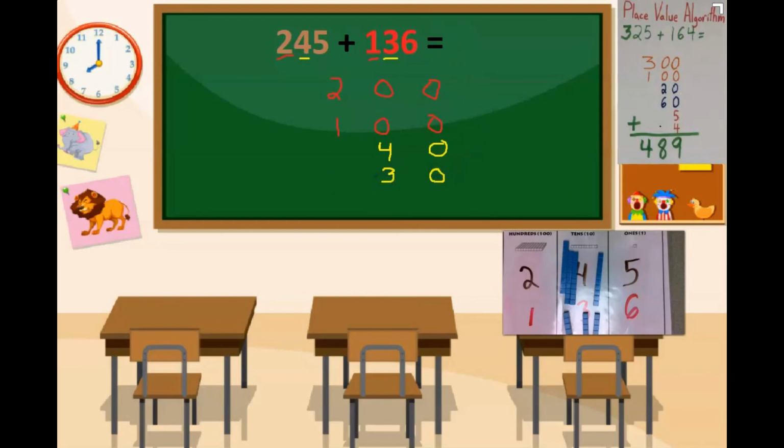Okay, finally the ones. We have 5 ones, 1, 2, 3, 4, 5, and we have 6 ones. 1, 2, 3, 4, 5, 6. So 5 ones and 6 ones. Okay, we're ready to add.